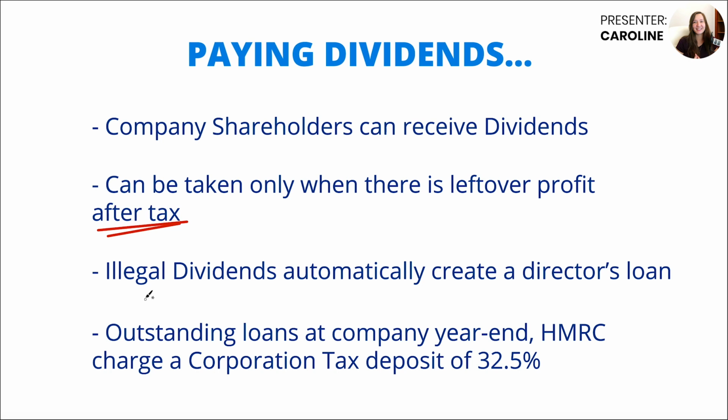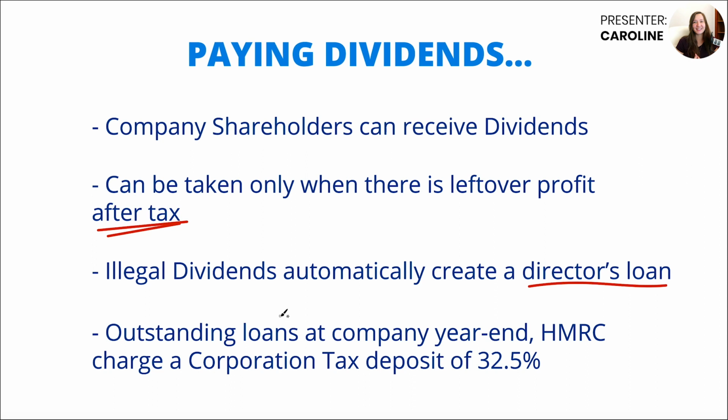And if you do take dividends while there isn't enough profit available in the company, and let's say it wasn't able to pay its corporation tax or its VAT bill, then you could be held personally responsible for the fact your company wasn't able to afford those things because you took out dividends when you shouldn't have. And HMRC can come after you personally in those circumstances, so it's best to just not ever do that if you can help it. So illegal dividends automatically create a director's loan.